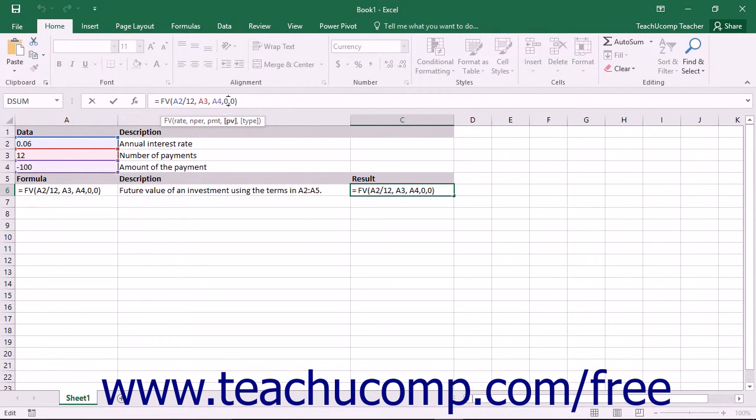This is the present value or lump sum amount that a series of future payments is worth right now. If omitted, this argument is assumed to be 0. Note that if the PV argument is omitted, then the payment argument is required. And finally, you have the type argument, which is also optional. You can enter 0 or omit it entirely if payments are made at the end of the period. Enter 1 if the payments are made at the beginning of each period.